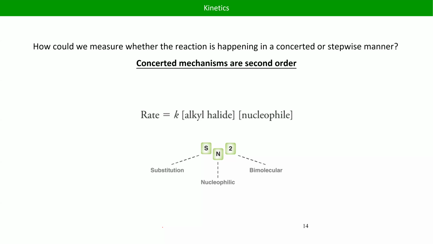All right, so that means it should be pretty easy to figure out. If you change your concentration of your nucleophile and your rate stays the same, then it has to be a first order reaction. But if you change your concentration of the nucleophile and the rate changes, it has to be second order. It has to be concerted.